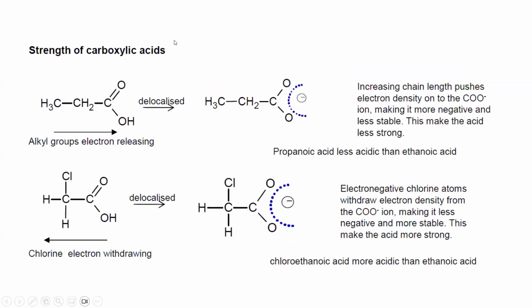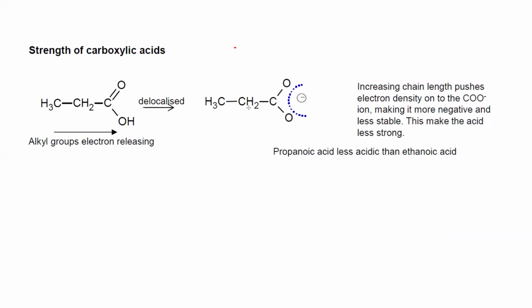The strength of an acid: look, the carboxylic acid may contain a carbon chain, may have hydrogens only, or may have a halogen. So what does it mean? How will it affect the acidity? If we have a carboxylic acid, C double bonded with O and OH, and it is surrounded by a carbon chain.